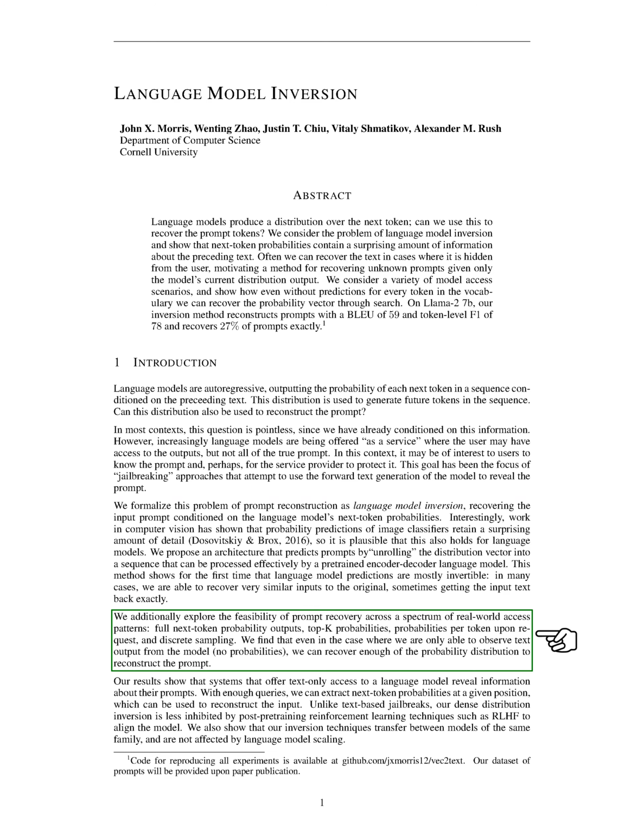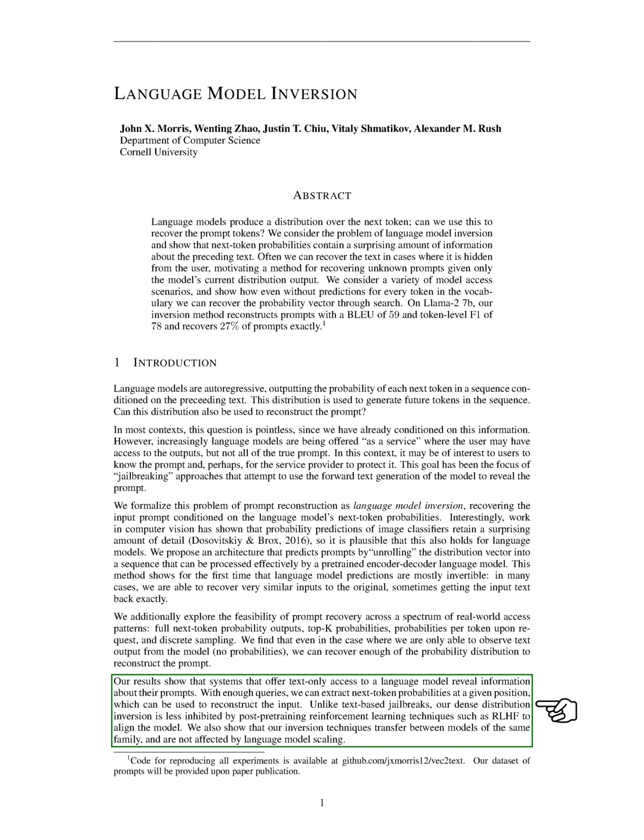We also explore different ways to recover the input prompt in real-world scenarios, such as full next word probabilities, top choices, probabilities per word on request, and random sampling. Even when we can only see the model's text output, without probabilities, we can still gather enough information to reconstruct the input. Our findings reveal that systems offering text-only access to a language model leak information about their prompts. With sufficient queries, we can extract next word probabilities at a specific position to reconstruct the input.